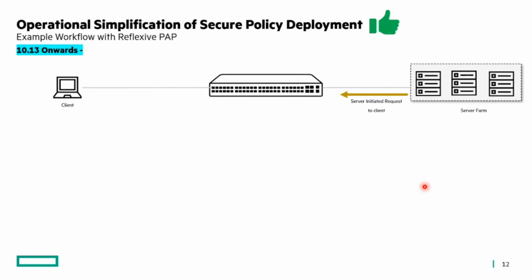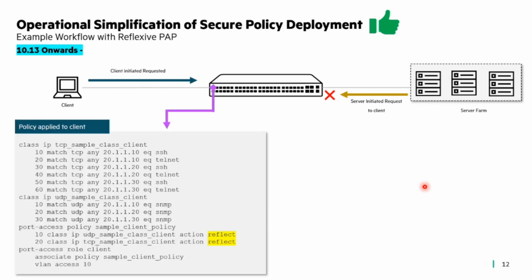The main advantage of reflexive policy is that when a server initiates any request to the client, it will be dropped because there is no client initiation. So only when the client initiates the request, it will be allowed. So how do we try to safeguard this?